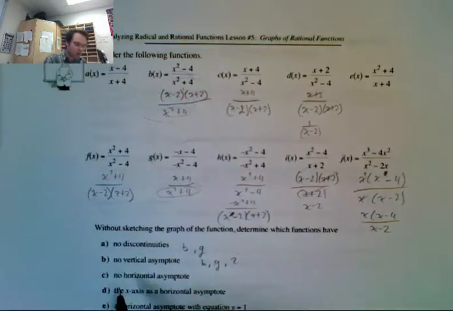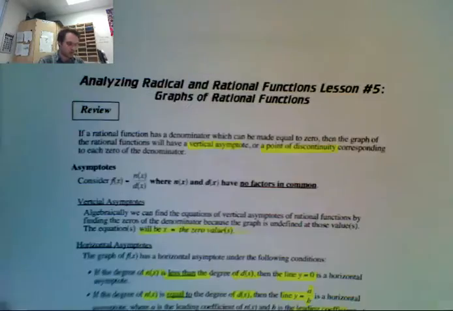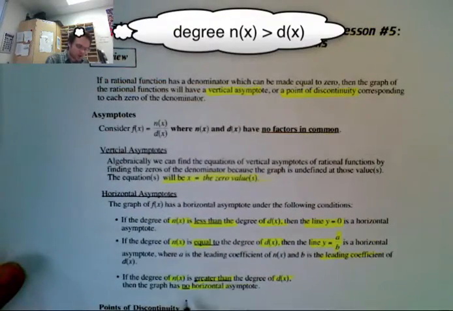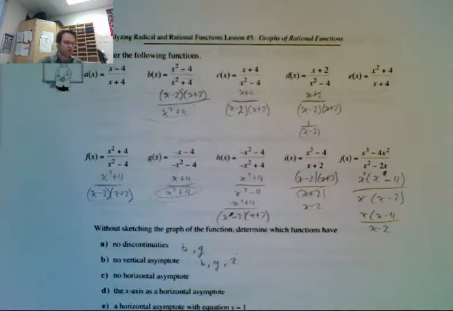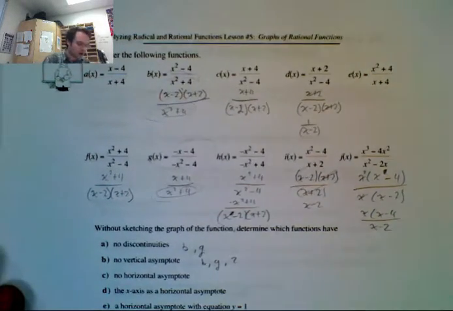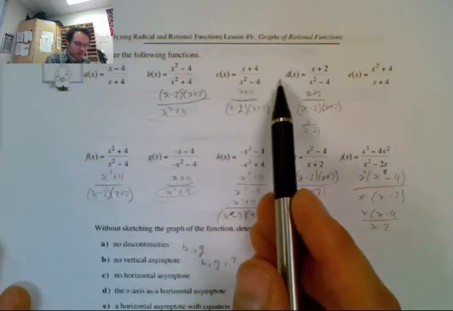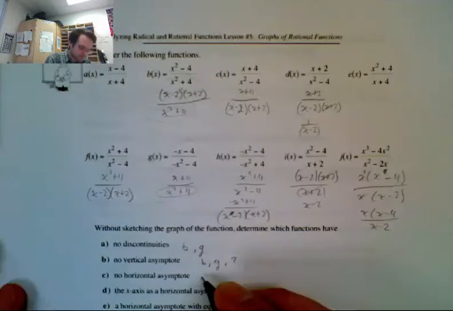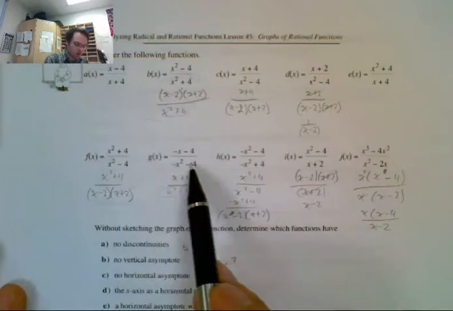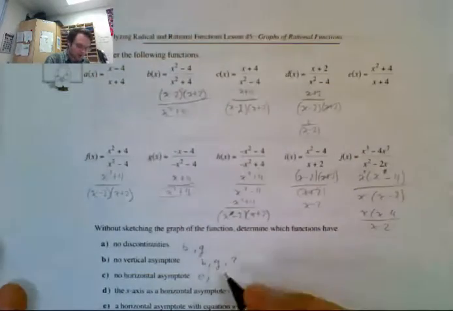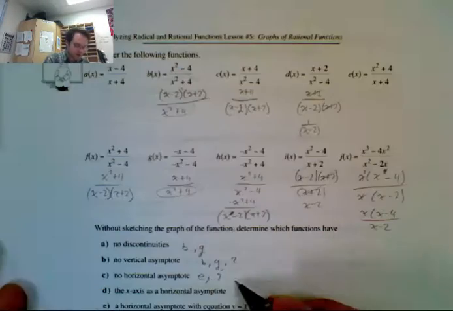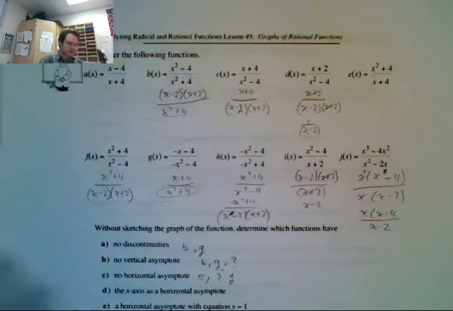So now we want no horizontal asymptote. So which ones have no horizontal asymptote? I'm going to go back here to my horizontal. And so if we want no horizontal asymptote, that means n of x must be greater than d of x. So my numerator has to have a bigger degree than my denominator. So which ones here have a numerator with a bigger degree? E. And I keep on going. I and J.